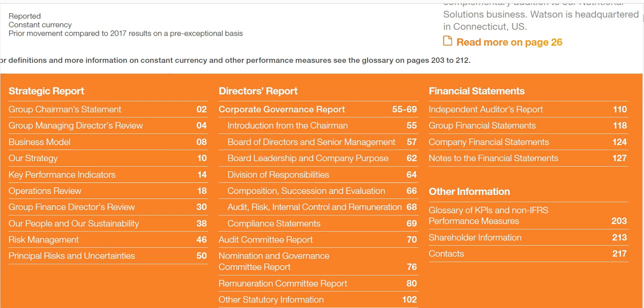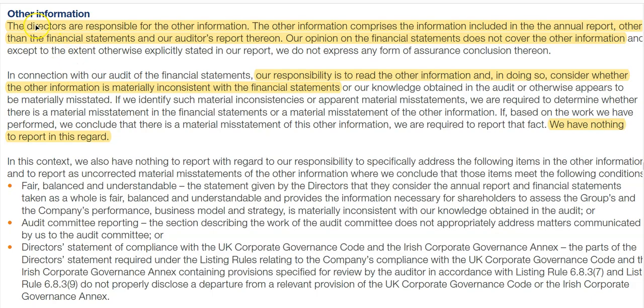And they do that in the report here, where they say this is the audit report for Glanbia, and they explain directors are responsible for other information, which includes any information other than the financial statements. And our opinion does not cover this. However, our responsibility is to read the other information, consider whether it's materially inconsistent, and then they say here we have nothing to report in this regard. So if there were inconsistencies, this is where it would be reported.